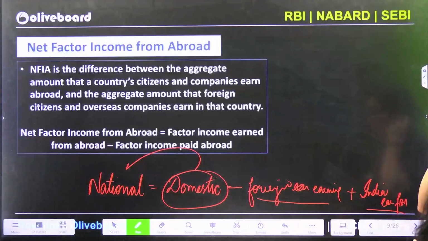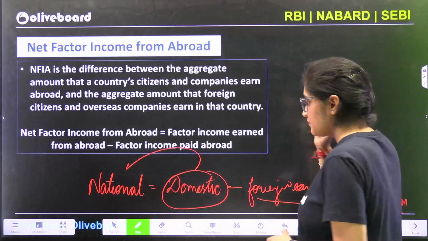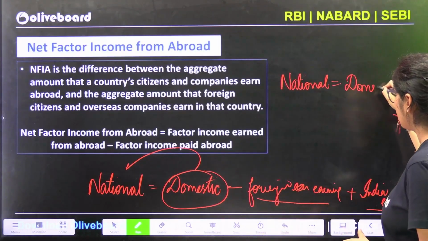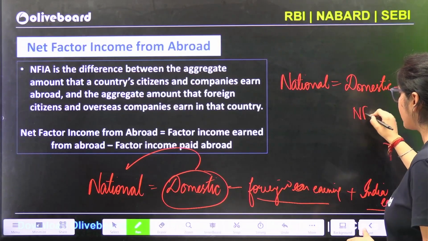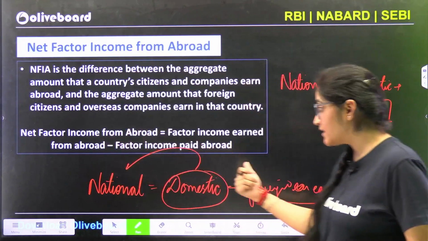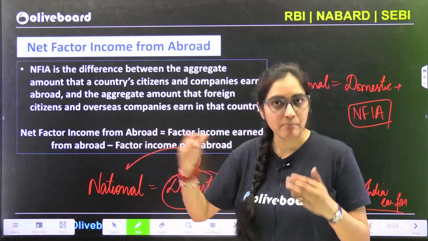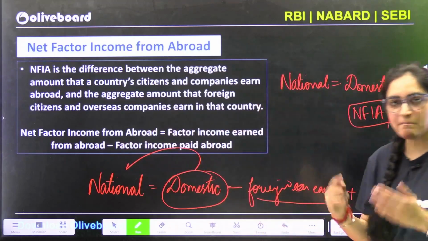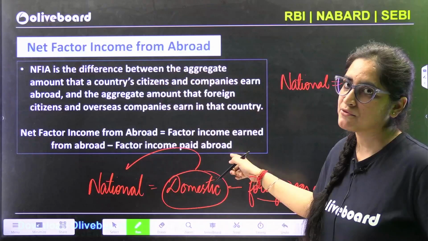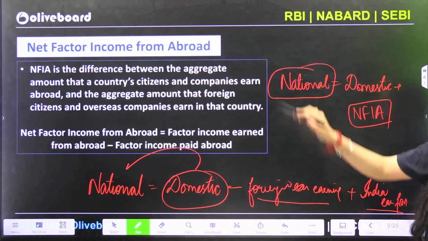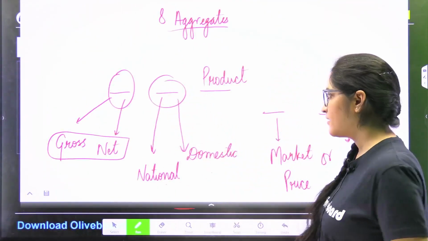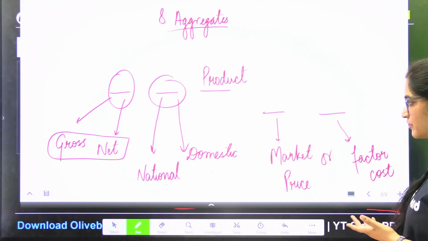So that is how I'm going to describe the second blank, that is national and domestic. That simply means national is equal to domestic plus net factor income from abroad. This net factor income from abroad is nothing but factor income earned abroad by Indians minus factor income paid to abroad, because this income was earned by foreigners in India. When they are going out, we are going to subtract it, and that's how we are going to get your national income. I hope that was clear to you all. That is how we have defined the second blank as well. As the third blank is only product, that is not going to change.